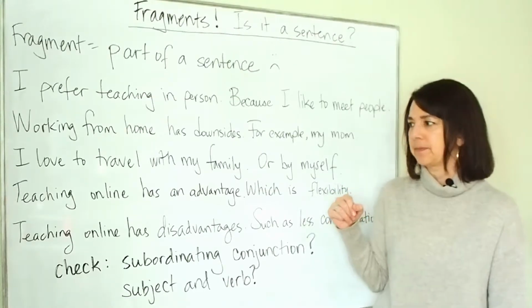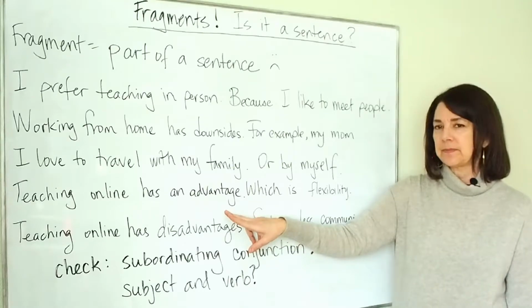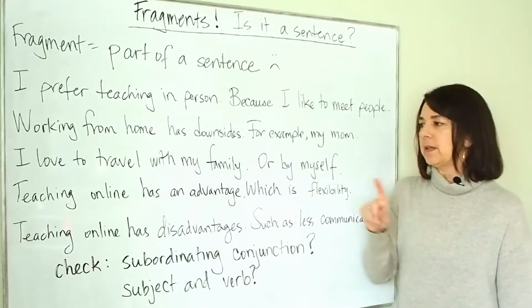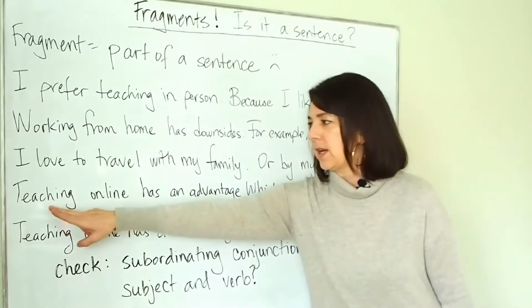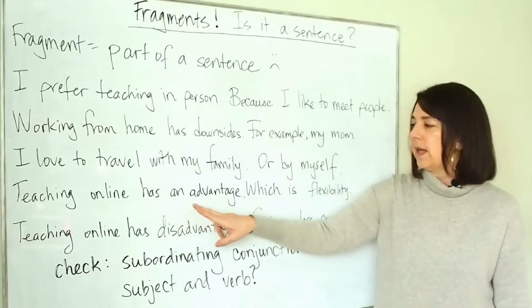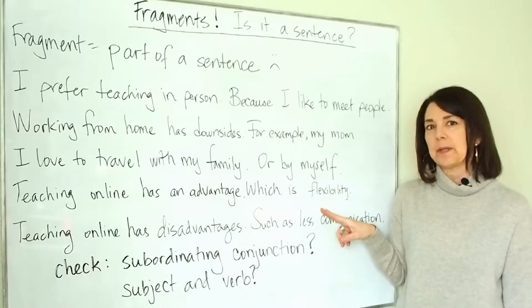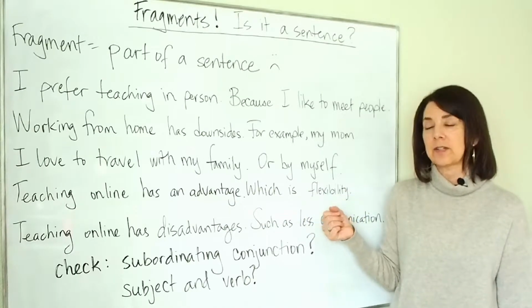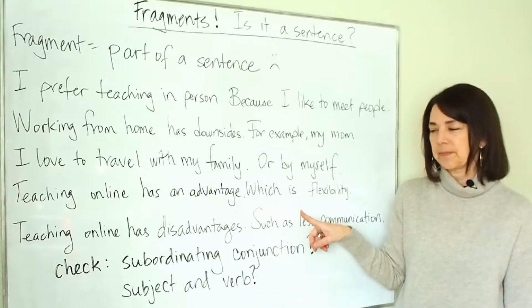It's a fragment. Next, "Teaching online has an advantage, which is flexibility." So what happened here? Well, we have an independent clause. We have a sentence. It has a subject, teaching. It has a verb, has. It expresses a complete thought. But in this one, this is a fragment because this is what's called a relative clause or an adjective clause, and it is not a complete sentence.